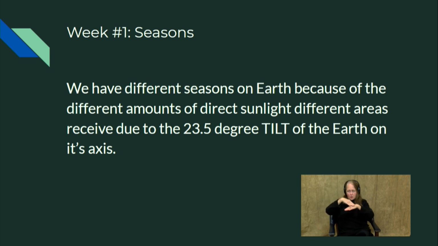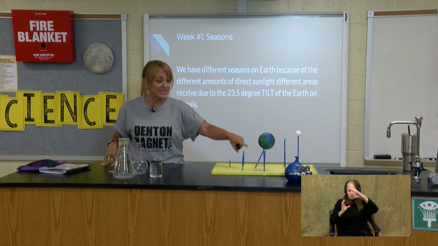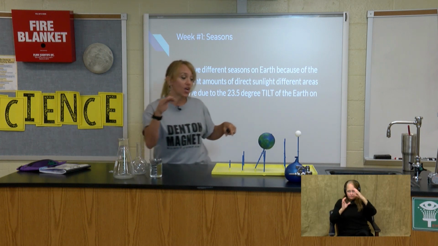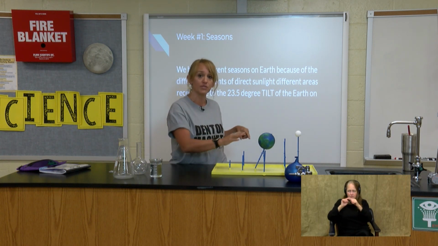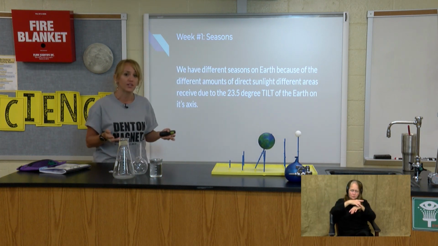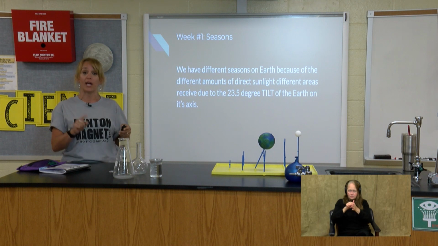What causes there to be different amounts of sunlight has to do with the 23.5-degree tilt of the Earth on its axis. It's this tilt that causes the sun's rays to come in at different angles. That heats the Earth differently and causes the different seasons. So that was the big idea from week 1.